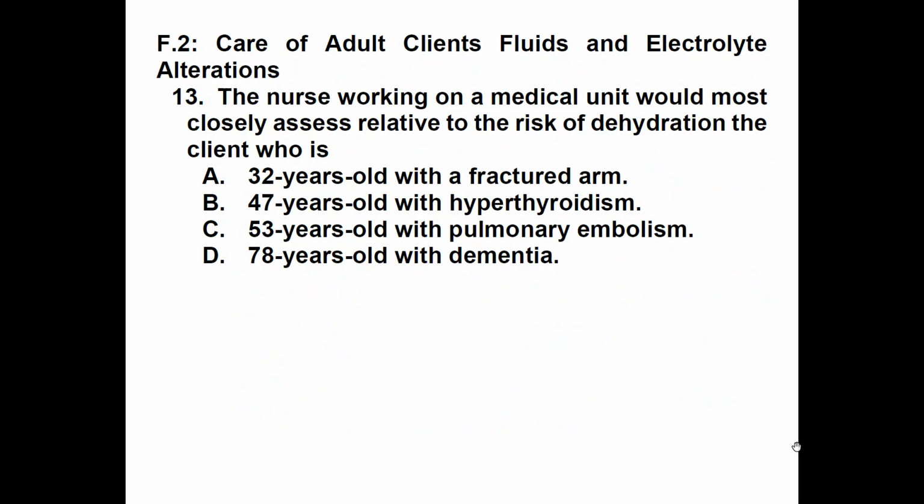Next, the second group of questions is all about electrolytes. 13. The nurse working on the medical unit would most closely assess relative to the risk of dehydration the client who is: A, a 32-year-old with a fracture; B, a 47-year-old with hyperthyroidism; C, a 53-year-old with a pulmonary embolism; or D, a 78-year-old with dementia. Of course, elderly clients are at risk for several age-related conditions. In addition, persons with dementia may not recognize the urge to drink. The answer here is letter D.